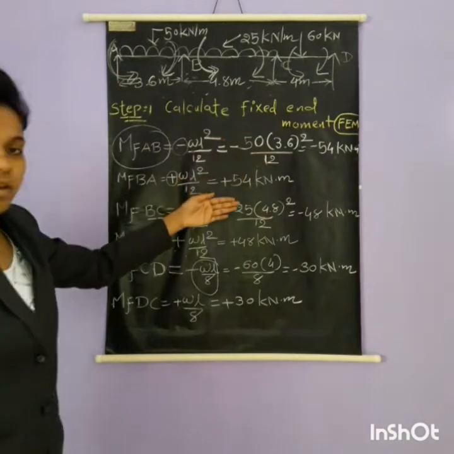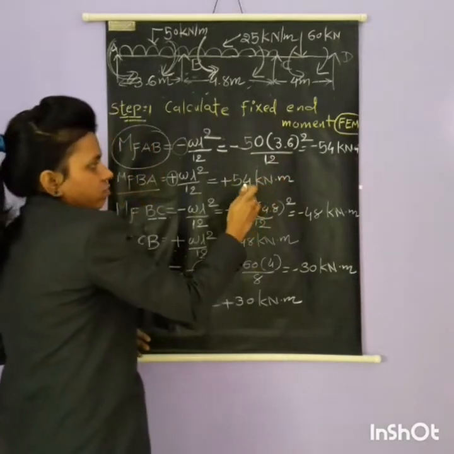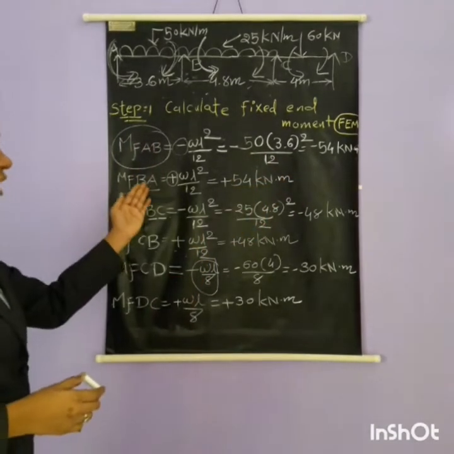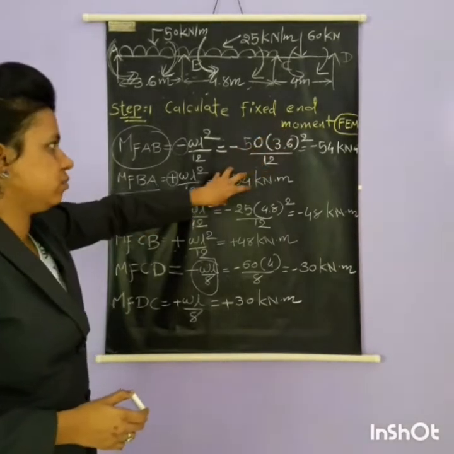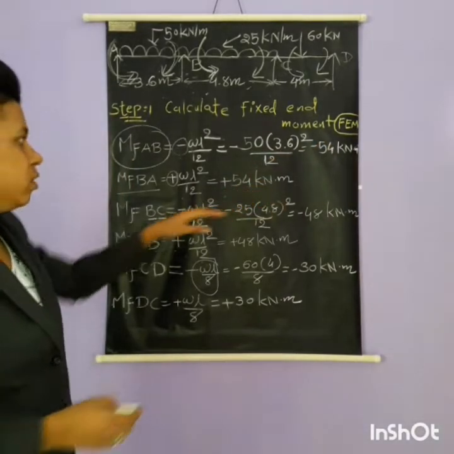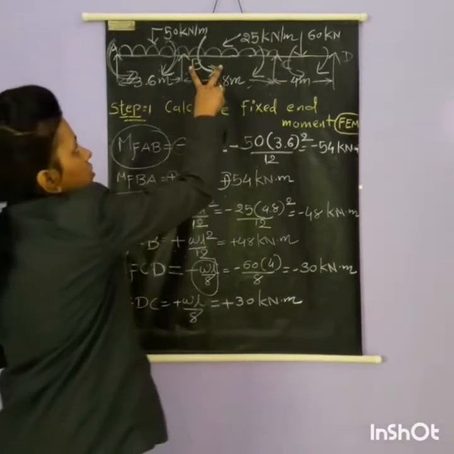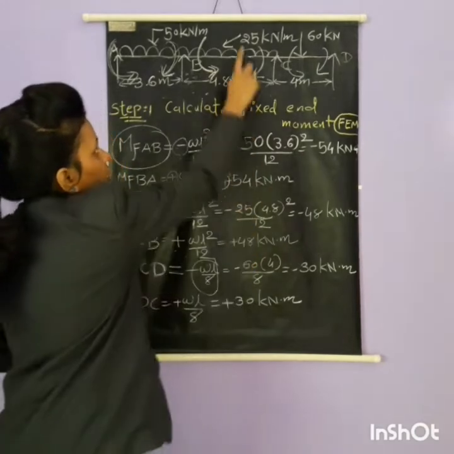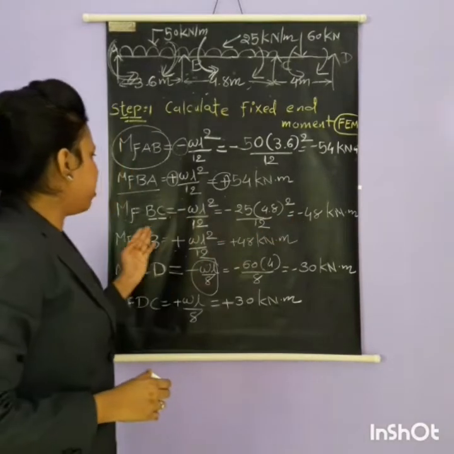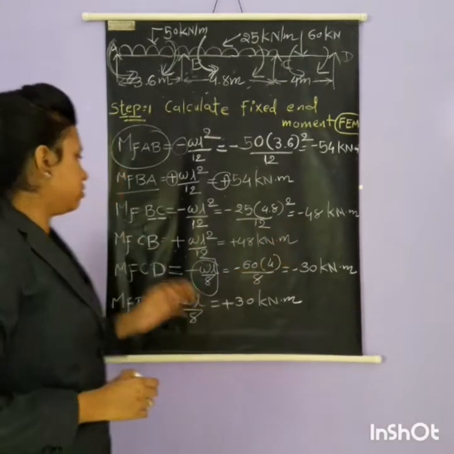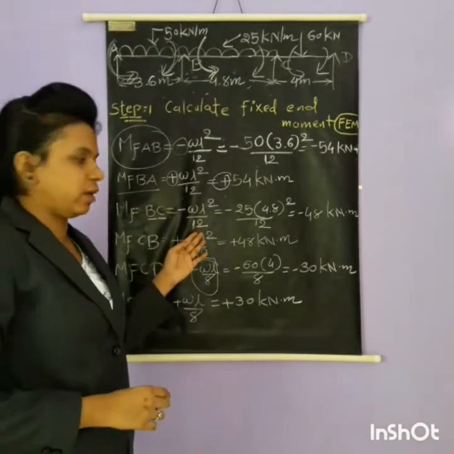Same thing, MFBA. Now you have to calculate MFBA, plus WL square by 12. All the values are the same, so the answer is also the same, but here the sign is changed. Next is MFBC. All the values of span BC, put 25 and 4.8, and the calculation of MFBC is done, minus WL square divided by 12.